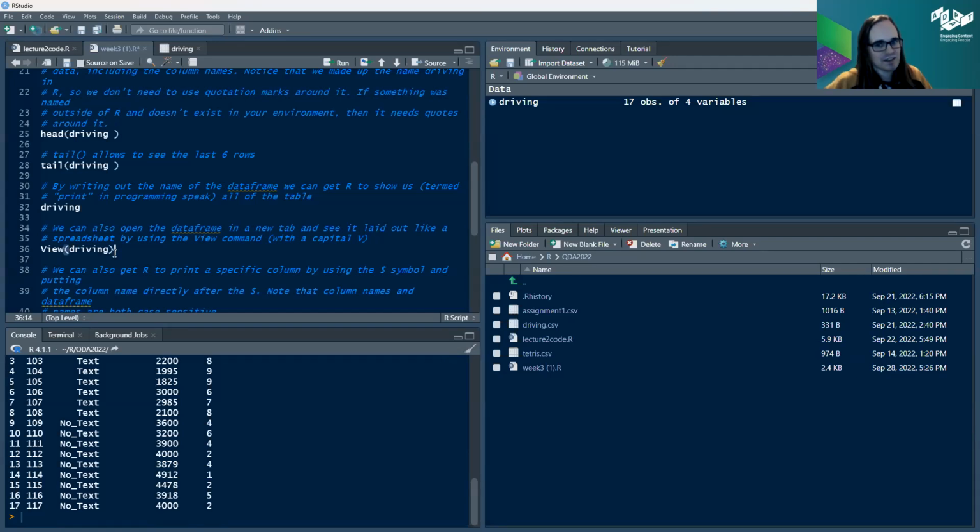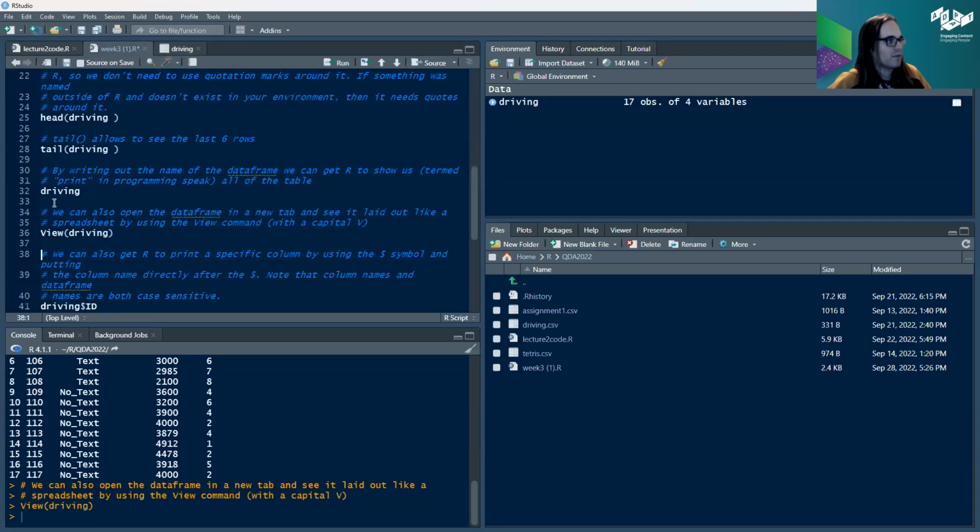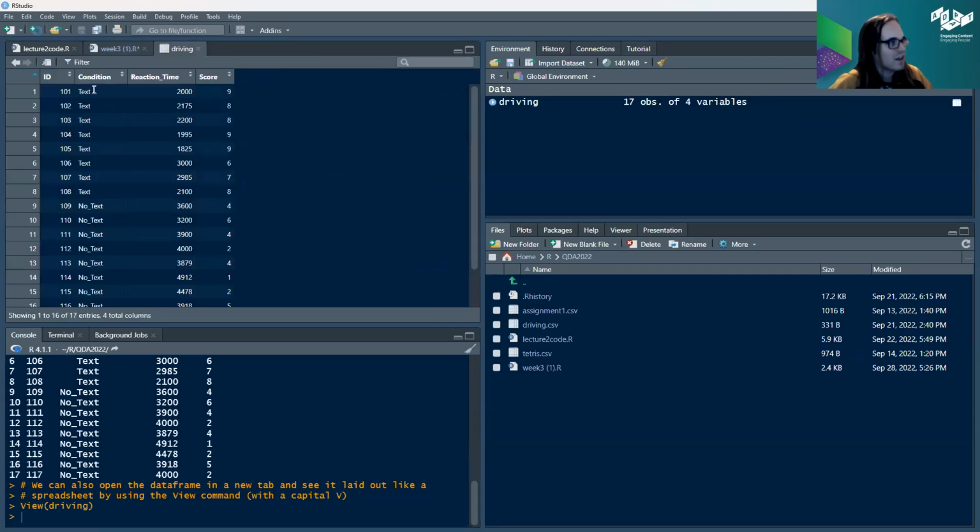Also, I made this note last week, but if you want to view them in a new tab, if you don't want them just printed in your console because it's kind of ugly down there, and you would rather be able to sort columns like an Excel spreadsheet, then you can run View(driving), or View of whatever your data frame name is, with a capital V. That's important. R does care about whether your letters are capital or lowercase. And now you have that same data, but instead of printed line by line, it's now sortable.